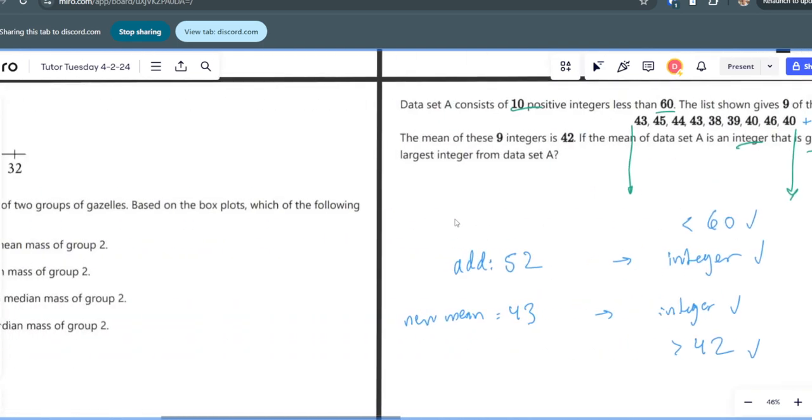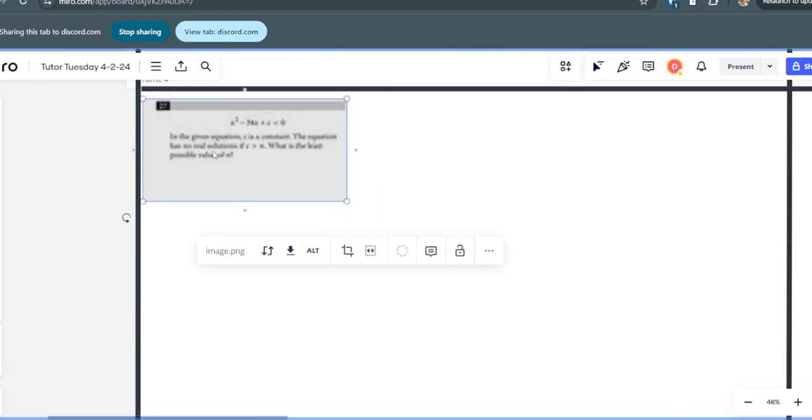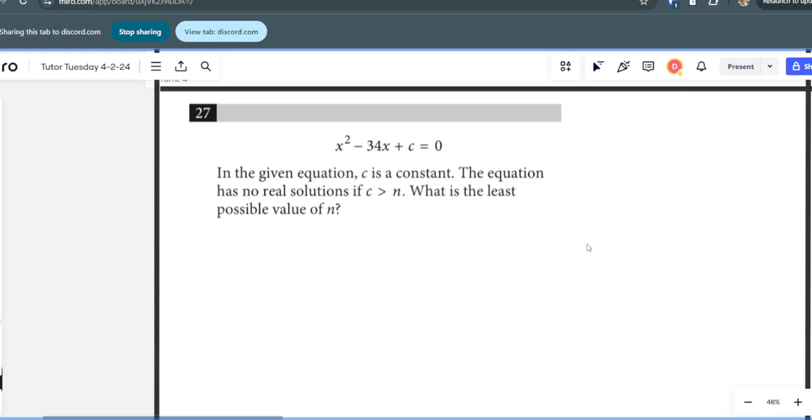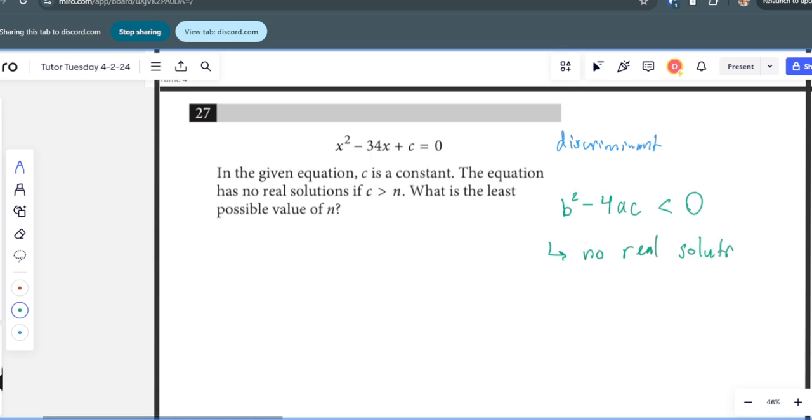I see another math question here, so let me paste in that one. It's a quadratic equation, and in this equation c is a constant. The equation has no real solutions if c is greater than n. What is the least possible value of n? Well, this reminds me of the discriminant formula, which is talking about the part under the square root in the quadratic equation. If b squared minus 4ac is less than 0, that implies that we'll have no real solutions. So that's probably what we're going to want to go for here.